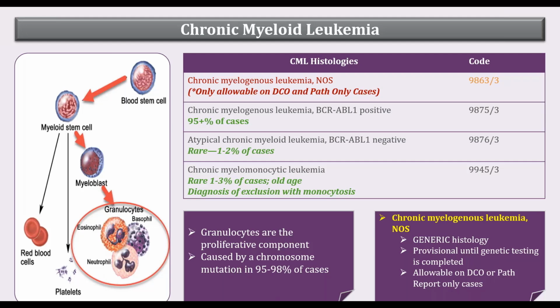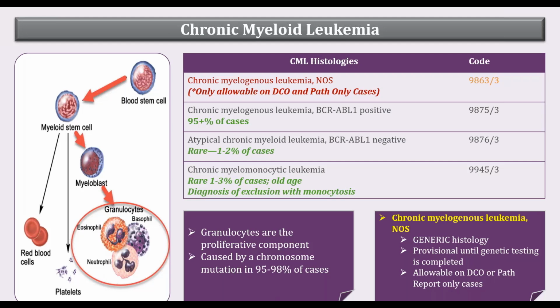We have the main umbrella category for CML, which is 9863/3. That is just an NOS category. This histology is only allowable on DCO and path-only cases. This is a generic code and only used when there is no genetic testing. And they usually say this is only really allowable, again, on those DCO and path-only cases. This could also be the case on, let's say, a patient who is elderly, like 94 years old.